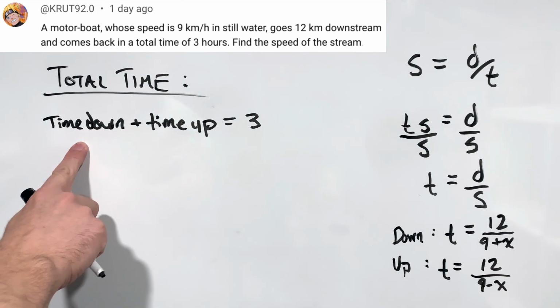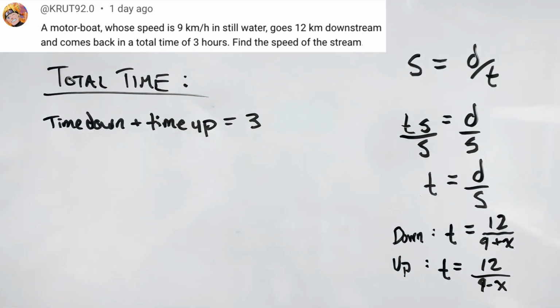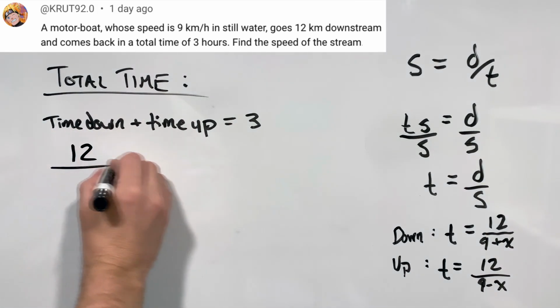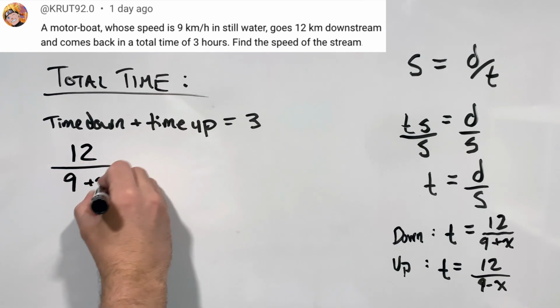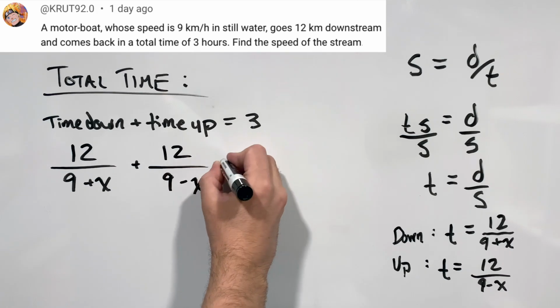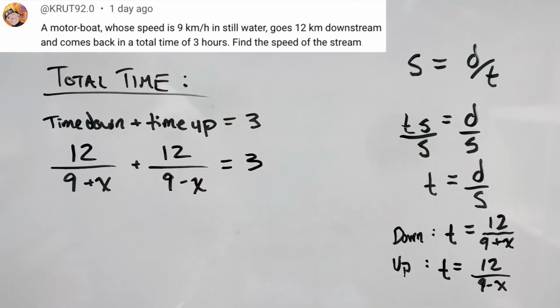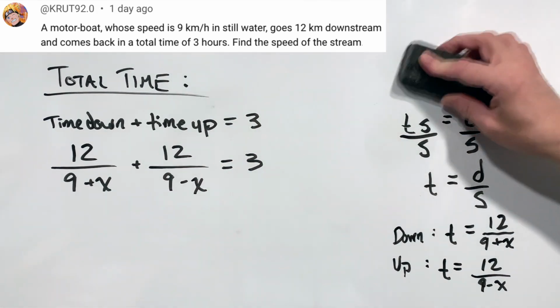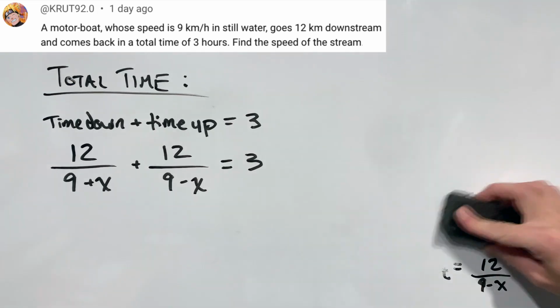So if we write out an equation that says time downstream plus time upstream is equal to 3 hours, we can fill in our two expressions from earlier here to create an algebraic equation. So making that substitution will result in 12 over 9 plus x plus 12 over 9 minus x equals 3. And here's where the fun begins. Our goal here is to solve for x because that's going to tell us the speed of our stream.